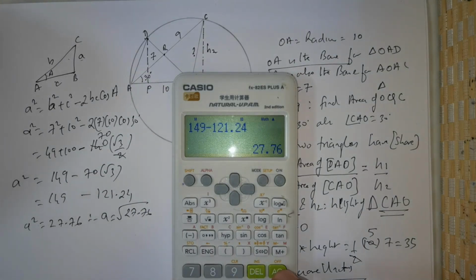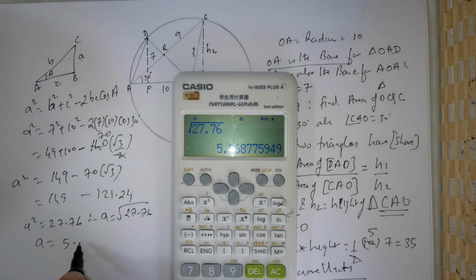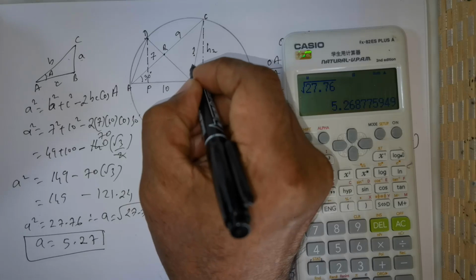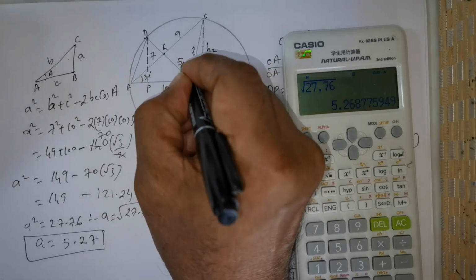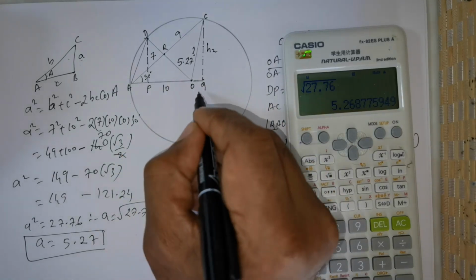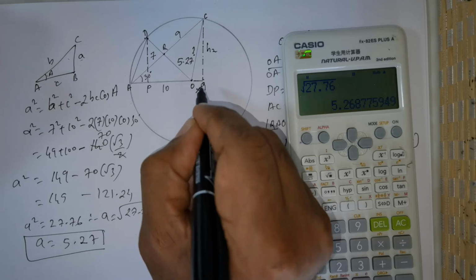So therefore a is root of 27.76. So you take a square root of 27.76. So what do you get? So a is equal to 5.268. So this is the value of a. So this height has been found. Now I don't know this value. Okay, let me keep it as X.